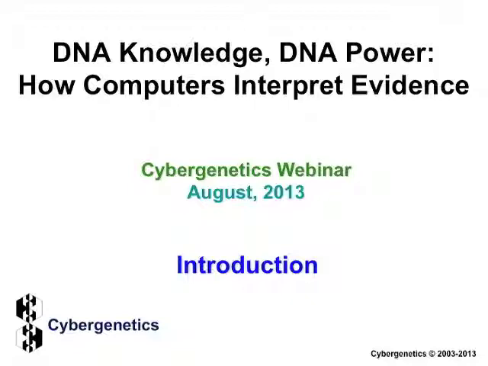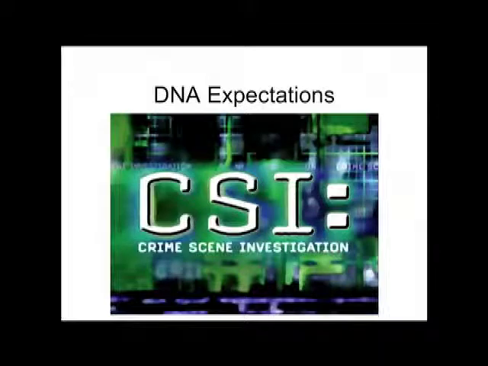Thank you, Dr. David. Now, before we explore how computers interpret evidence, we must start at the beginning by looking at where the evidence comes from. At a crime scene, there's many types of evidence collected, from fingerprints to fibers, and usually some form of biological material is present. Now, this biological material can be sent forward for DNA analysis.